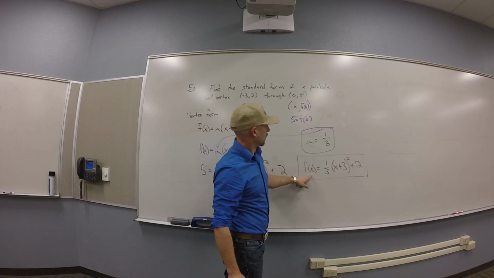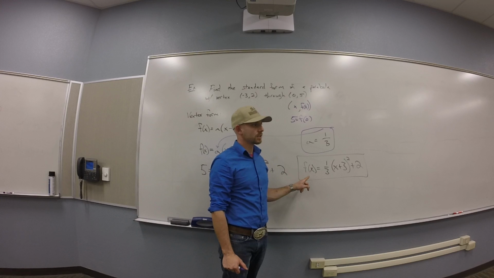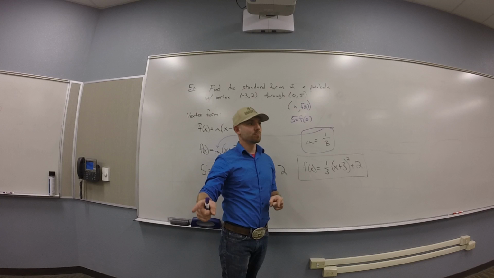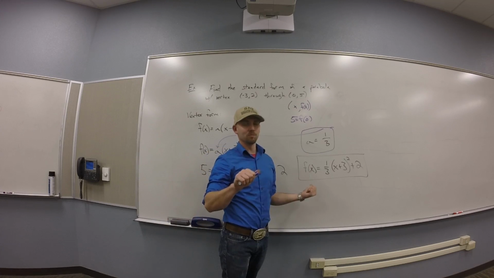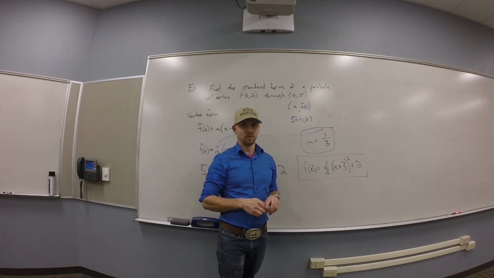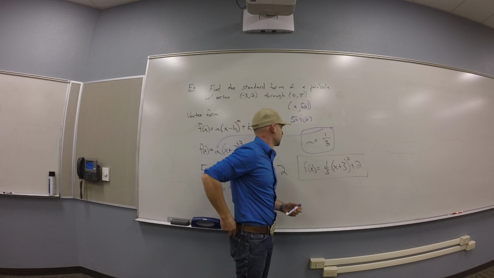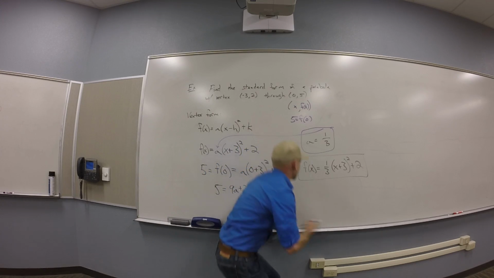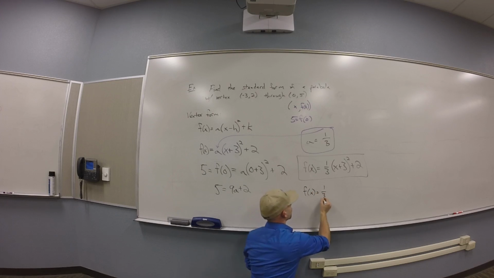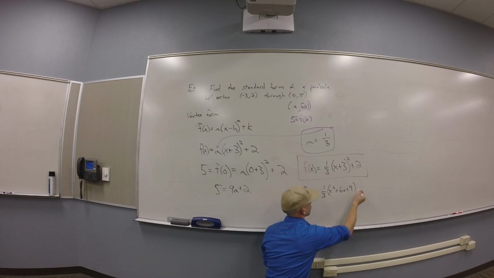I have vertex form. They asked for standard. How do I get standard out of this? Isn't that the completed square? So you can just write it back out. Yeah, this is the completed square, so I should uncomplete the square, which amounts to FOIL and combining like terms. You guys see that? Okay, so FOIL and combine like terms, what do you get? So f of x is 1/3 times x squared plus 6x plus 9, plus 2.